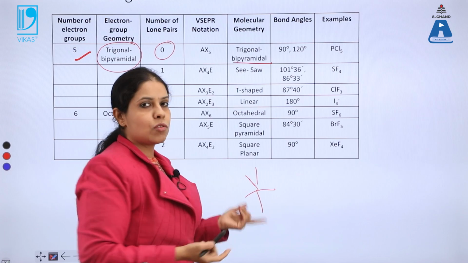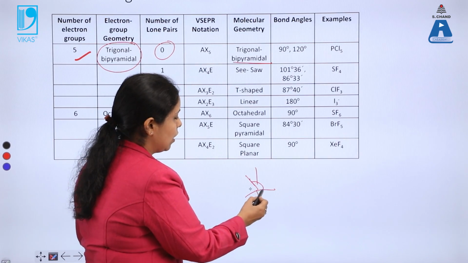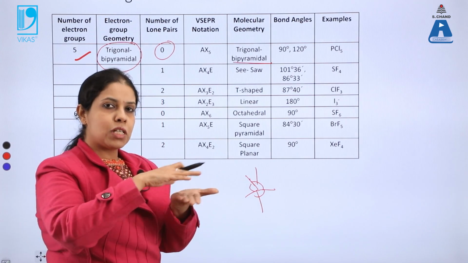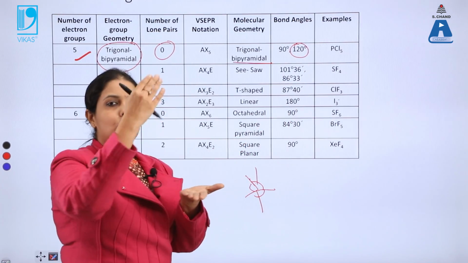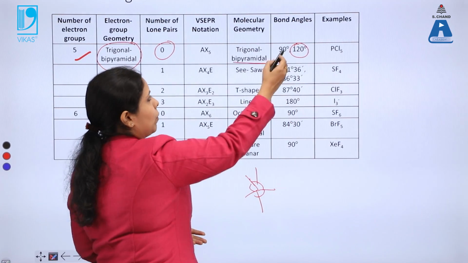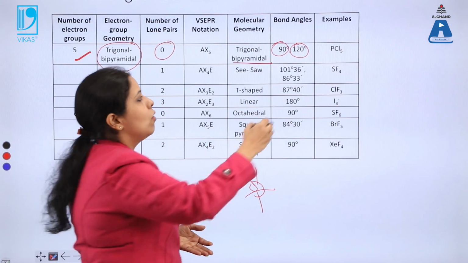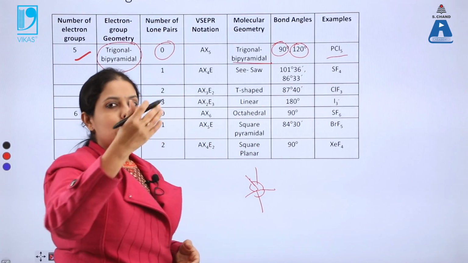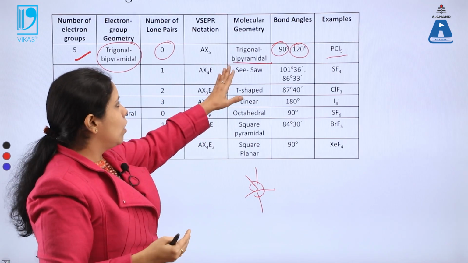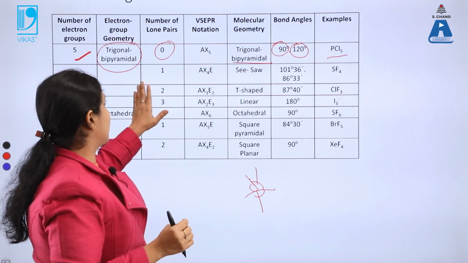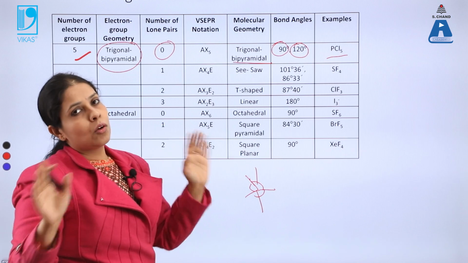So what are the angles which we have already discussed? 120 between the bond angles which are in the plane, and the two bonds which are out of the plane, one above the plane and one below the plane, the angle is 90 degrees. Examples are PCl5, PF5. So all these examples are phosphorus compounds which show trigonal bipyramidal geometry. But this is the case when there are no lone pairs present.